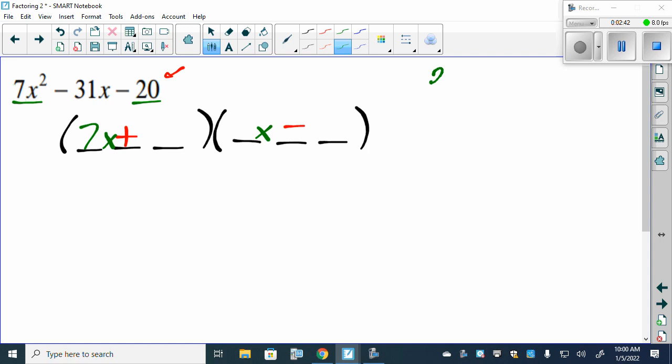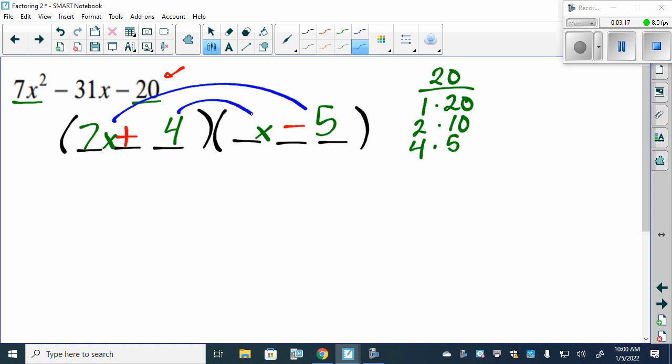Now we need to look at the factors of 20. Well, that's 1 and 20, 2 and 10, 4 and 5. Which ones do we want to try first? Which one do we want to put first? Because it doesn't really matter because, again, our last step is going to be to check.